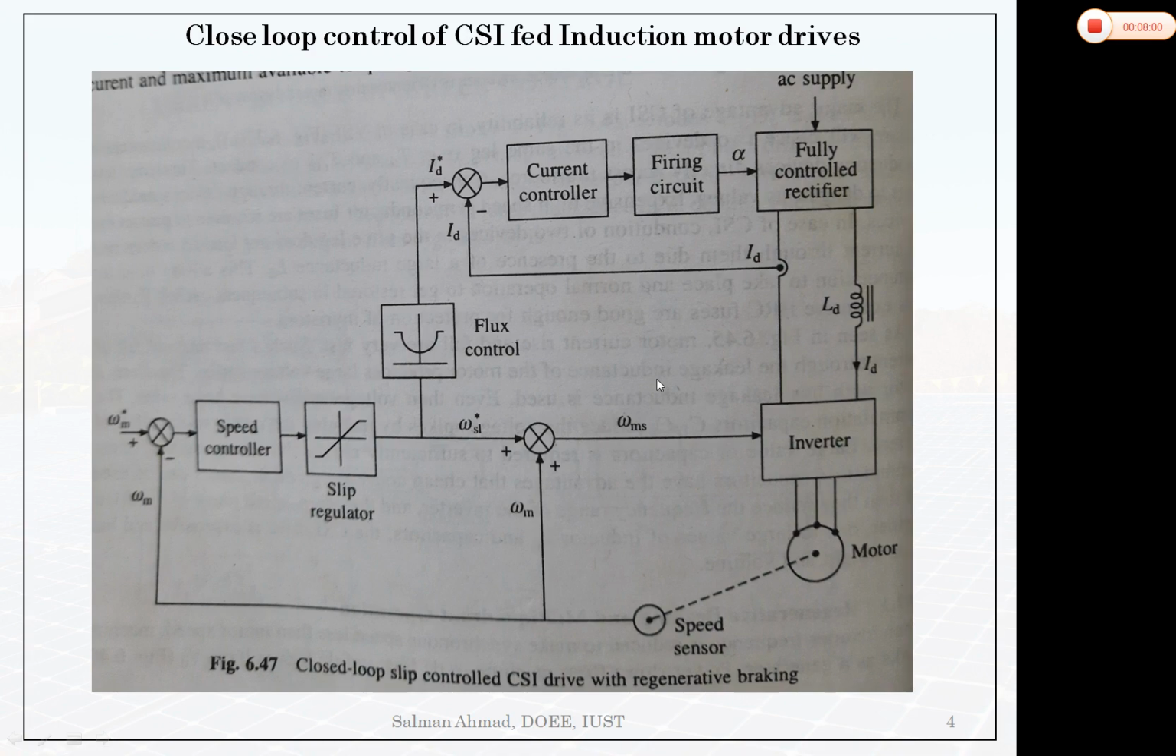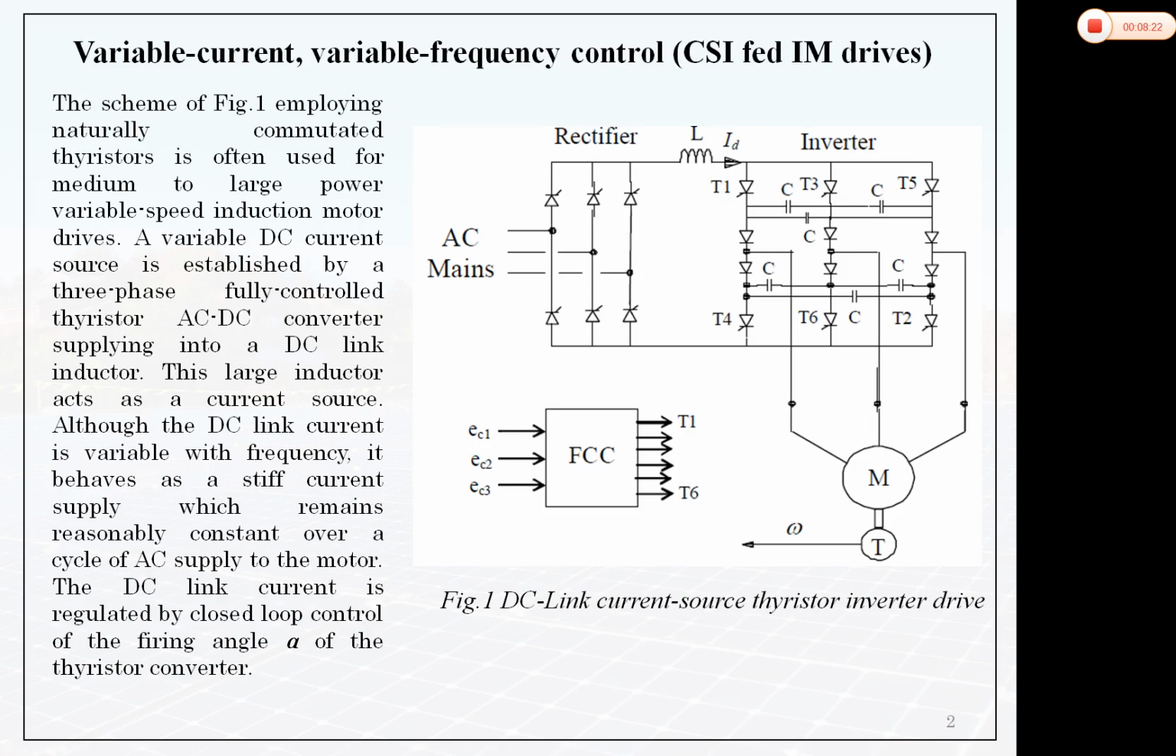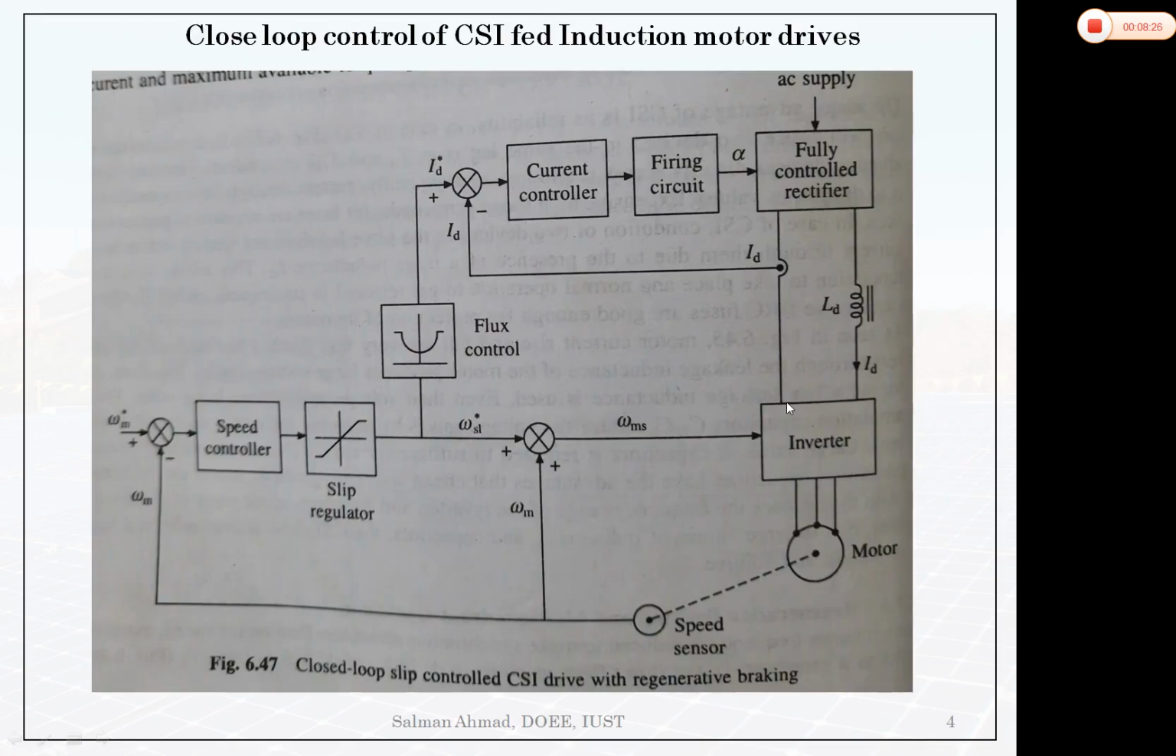Based on the synchronous speed, you can find out what will be the frequency required to run this inverter. Frequency means the time period. So from here to here, one time period. So the timing you are controlling, that means the frequency you are controlling from this inverter. So here only frequency is given.